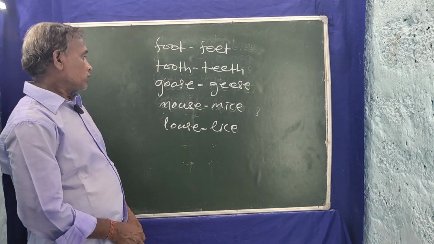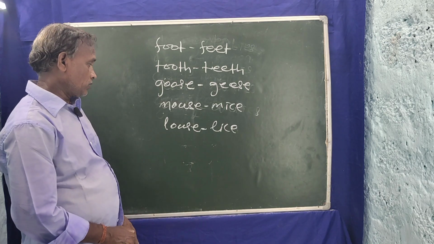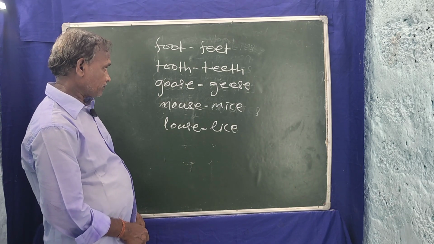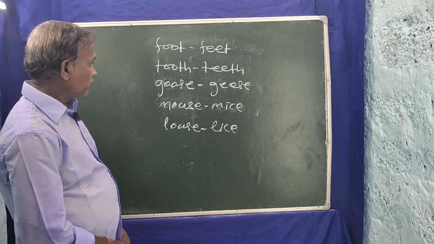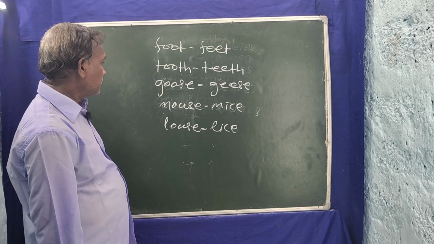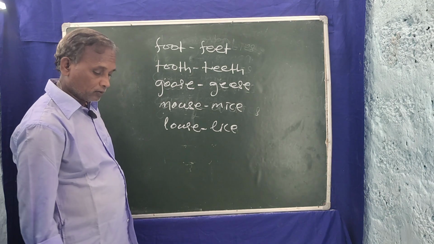Foot, feet, tooth, teeth, goose, geese, mouse, mice, louse, lice. These nouns are changed into this form. They are irregular. They can't be changed in any other form.